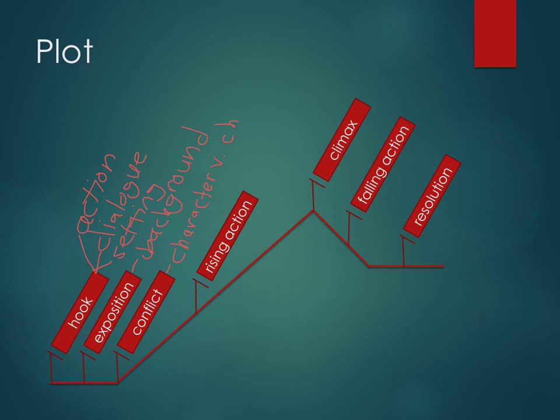I'm going to abbreviate here, character. It could be character versus self. They have an internal problem. It could be character versus society. They don't fit in with their society. It could be character versus nature. Okay. So any of those would be fair game for conflict.